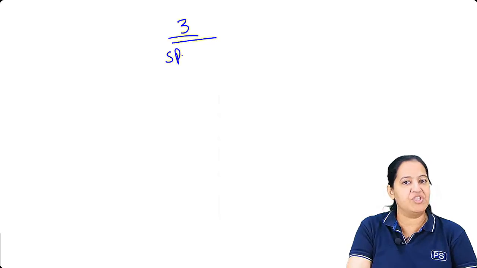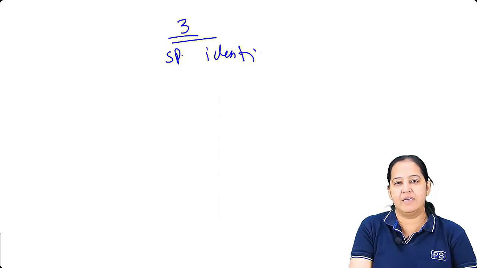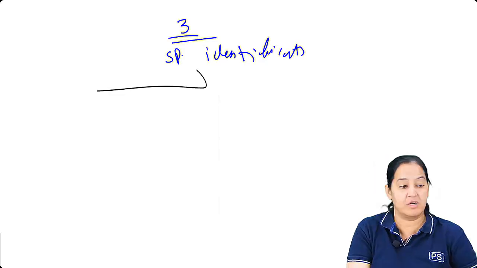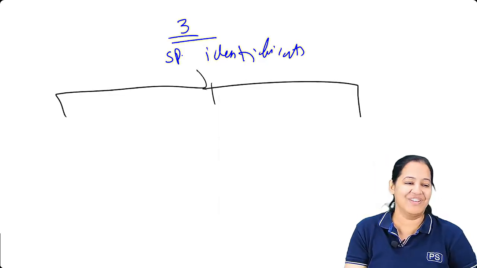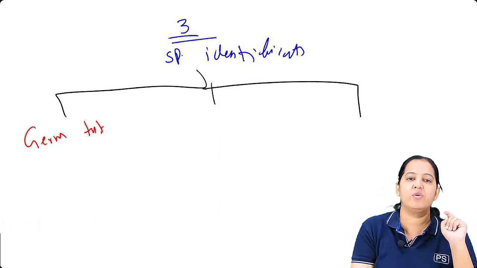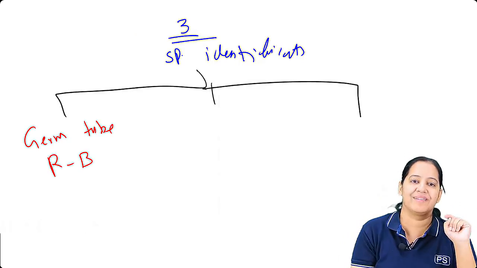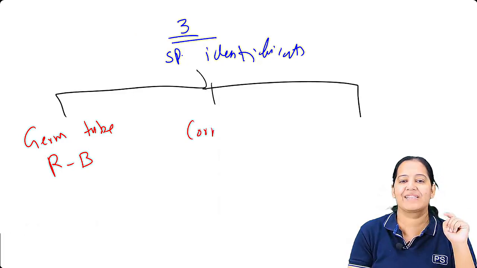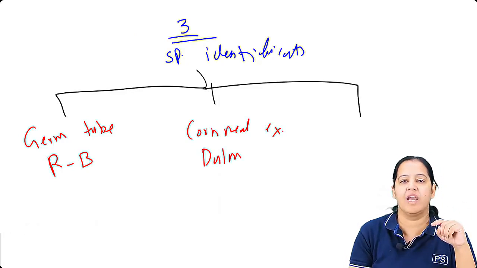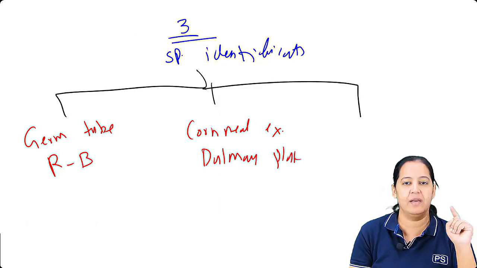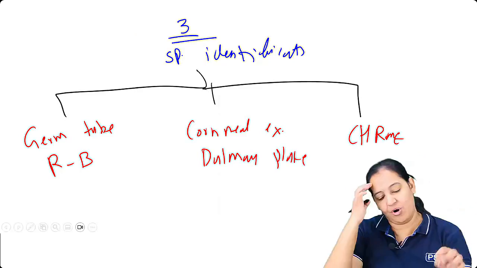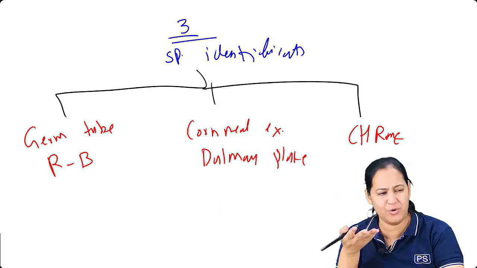It is known as species identification. What are the three ways, people? I'm trying very hard to explain to you. The first is the germ tube experiment, also known as the Reynolds-Brown experiment. Second is the corn meal experiment, also known as the Dalmau plate experiment. And third is chrome, which means color. So shall I repeat, or did you get it?